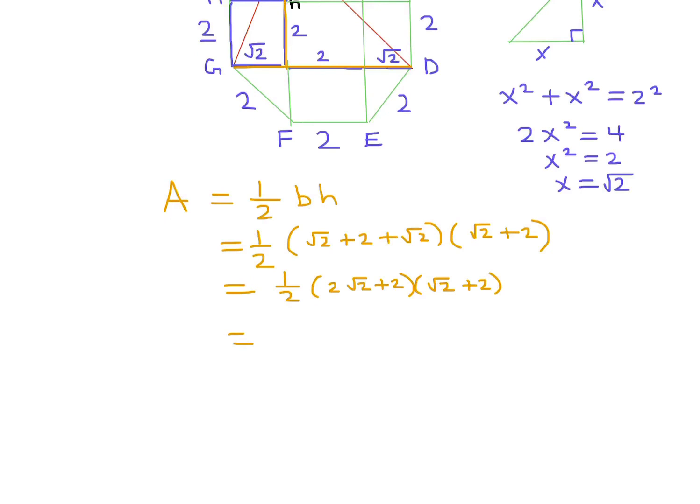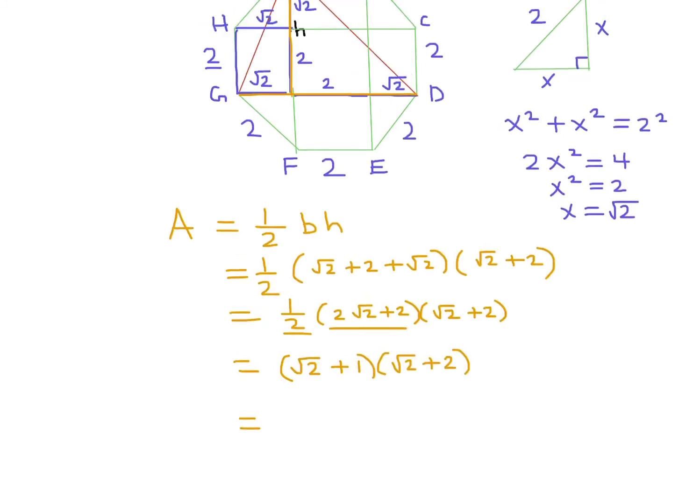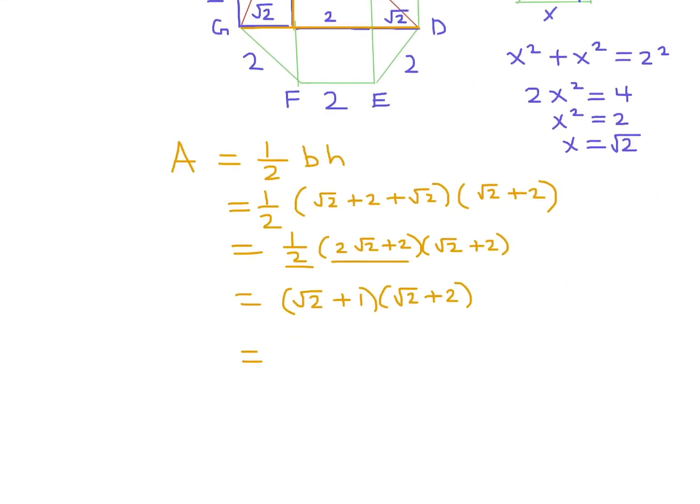Before I multiply, I'll probably try to get rid of this half. If I multiply this by this, it'll just be root 2 plus 1, and then root 2 plus 2. And do they have anything like that? No, we have to multiply it all out.